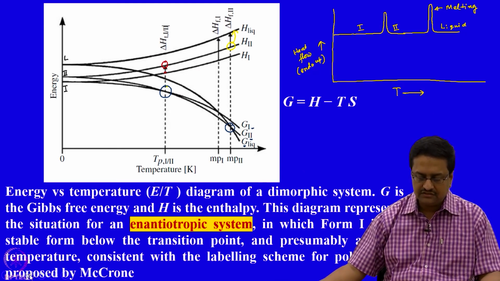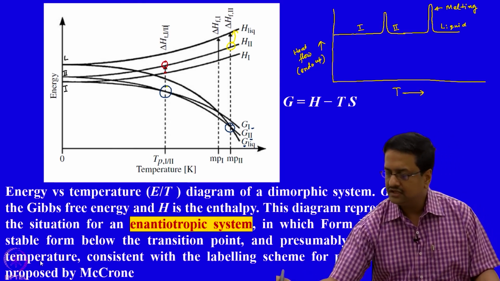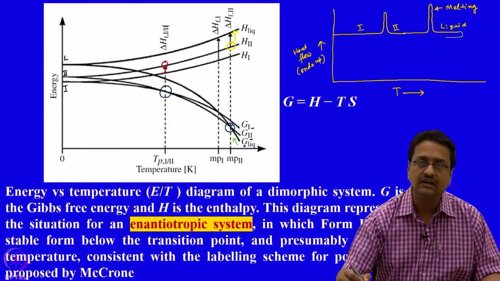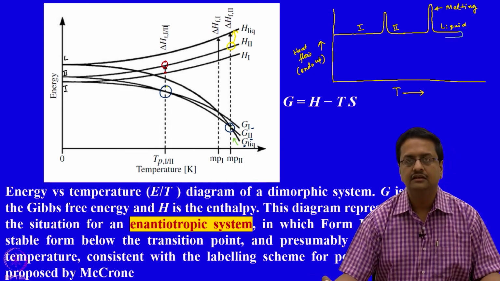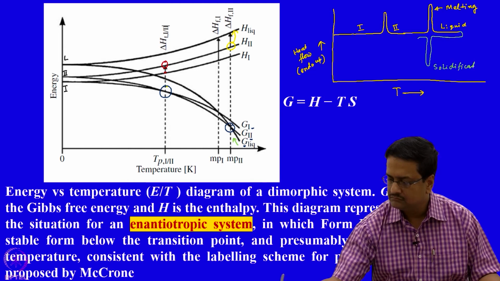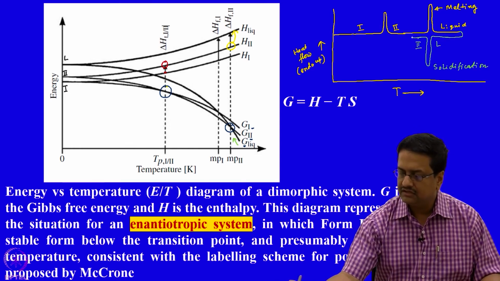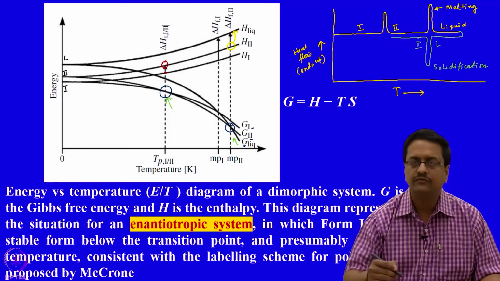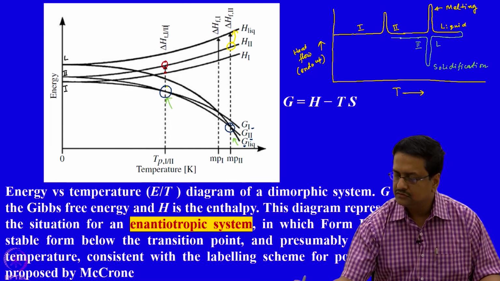Now, if we start cooling this molten liquid, what should happen? The liquid is being cooled from here backwards. That means when the liquid crosses the G curve for phase 2, form 2 will crystallize, and crystallization is an exothermic process. So, it will be a solidification peak like that, from liquid to form 2. Then when we cool further, beyond that temperature, when we go lower, form 1 is more stable compared to form 2. So, the transformation from form 2 to form 1 will take place.